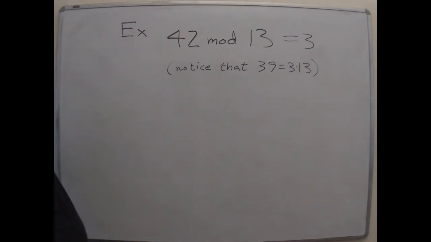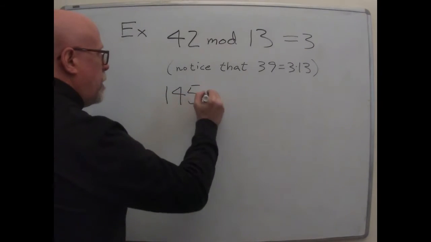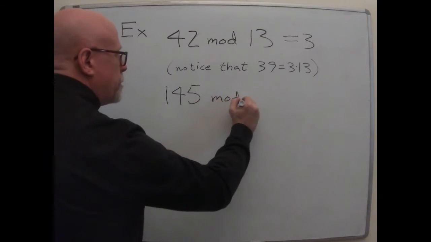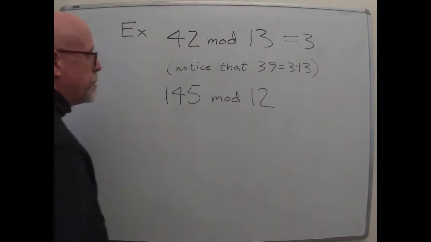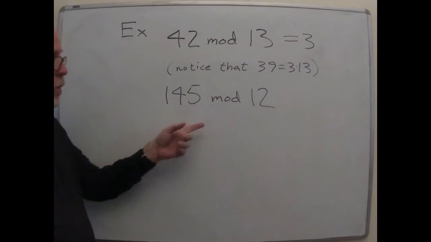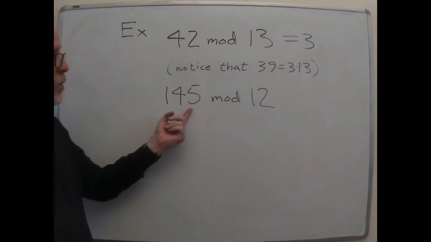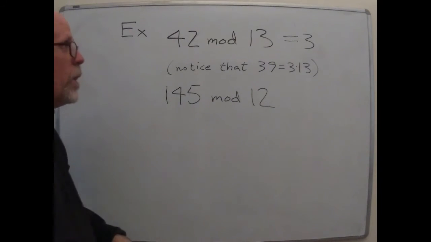Let me do another quick example. How about if I did 145 mod 12? I picked that one because I think everybody knows that 144 is a gross, or a dozen dozens. So 12 times 12 is 144. That means this thing is just one bigger than a multiple of 12, so it's 1.